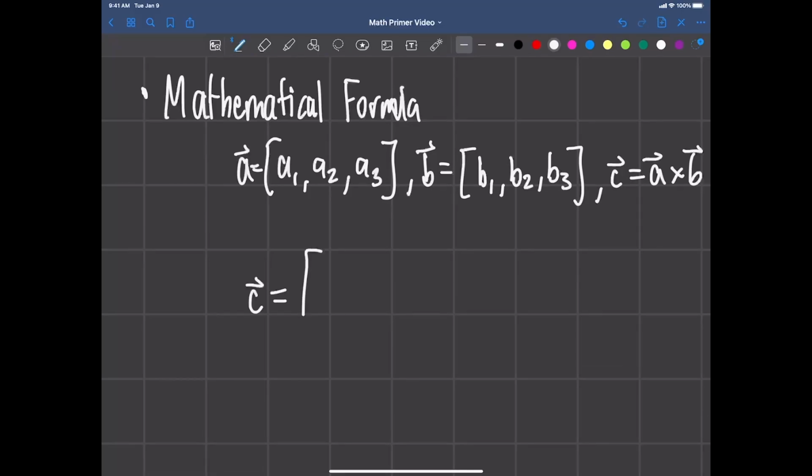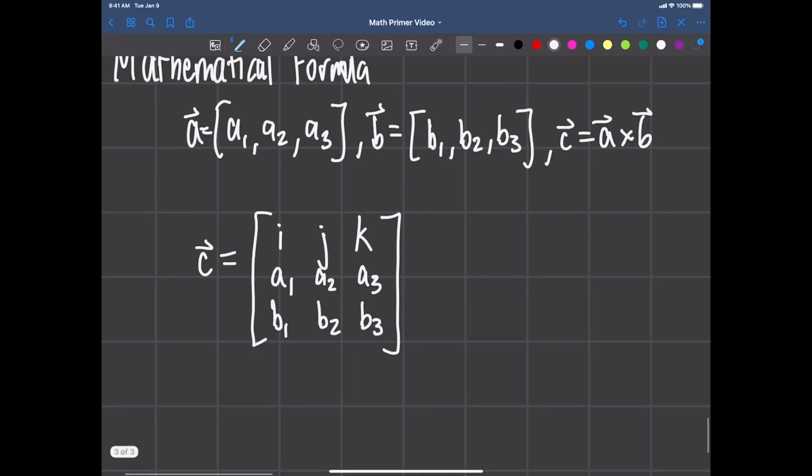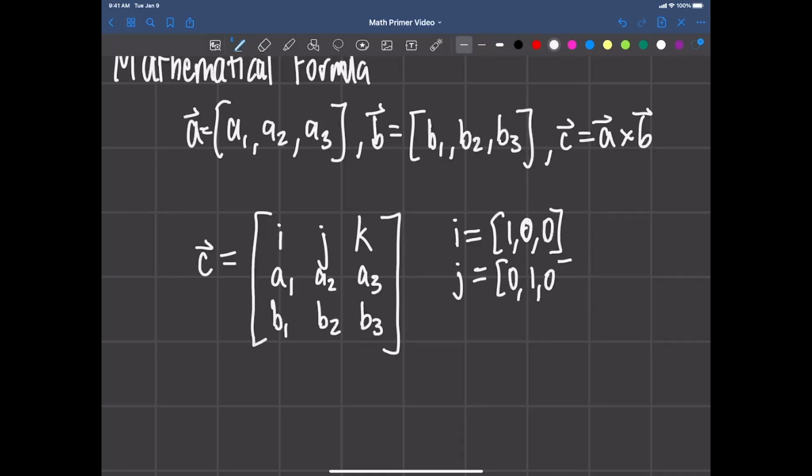What we do is, the vector C is I, J, K, A1, A2, A3, B1, B2, B3. This is how we arrange them, where I is equal to 1, 0, 0, J is equal to 0, 1, 0, and K is equal to 0, 0, 1. These are basis vectors.